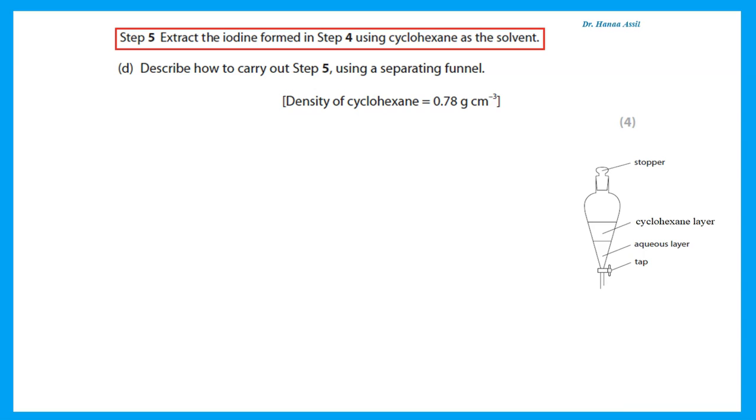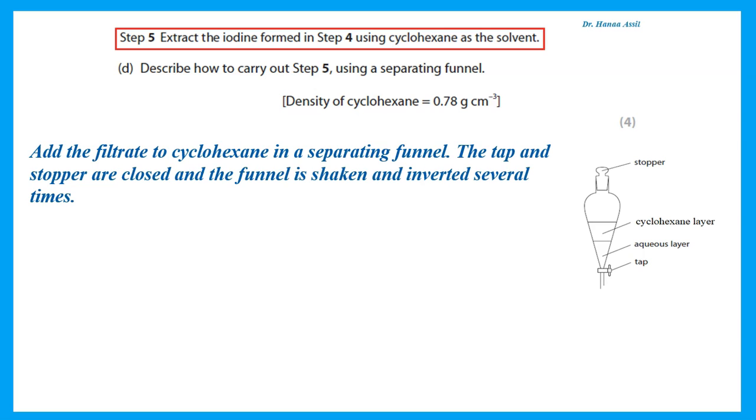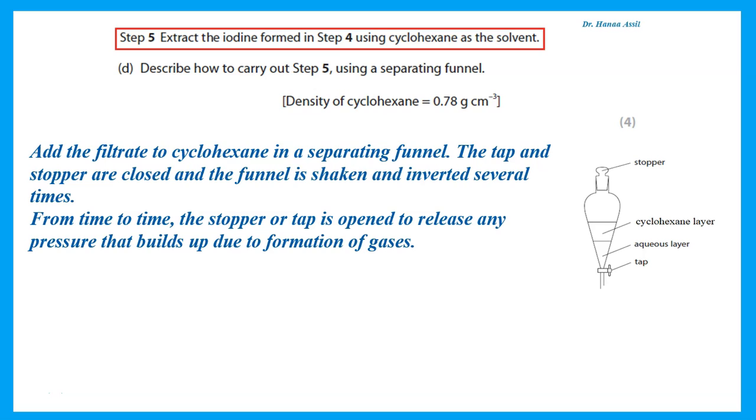Okay, how do we use it? The question is basically saying describe how to use a separating funnel, and you should know how. So we add the filtrate to cyclohexane in the separating funnel. The tap and the stopper have to be closed, and then the funnel is shaken slowly, actually inverted several times, and from time to time I should open the stopper or the tap depending on which side is upright. So if the side up is the stopper, I remove the stopper a little bit to release any pressure.